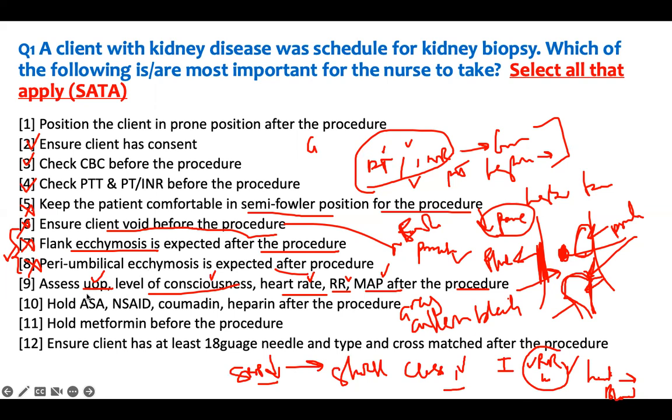And then they can trick you. They can give you low urine output. If they give you low urine output, that is a sign of the patient bleeding. If their level of consciousness has changed, they're bleeding. If the heart rate has changed, they're bleeding. If the respiratory rate has changed, they're bleeding. So you've got to check all of them.